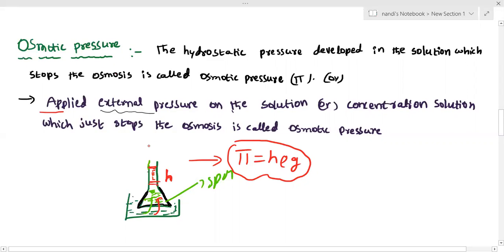Clear? Or you can see that some external pressure is applied, P external, which stops the osmosis. If you apply more external pressure, it just stops the osmosis. That's what we call osmotic pressure. So the pressure required to stop the osmosis process is called osmotic pressure. This is the simple definition: the amount of pressure required to stop the osmosis is called osmotic pressure.